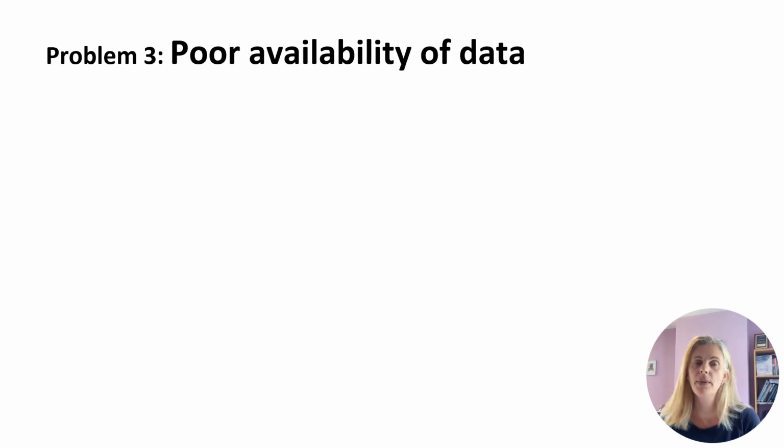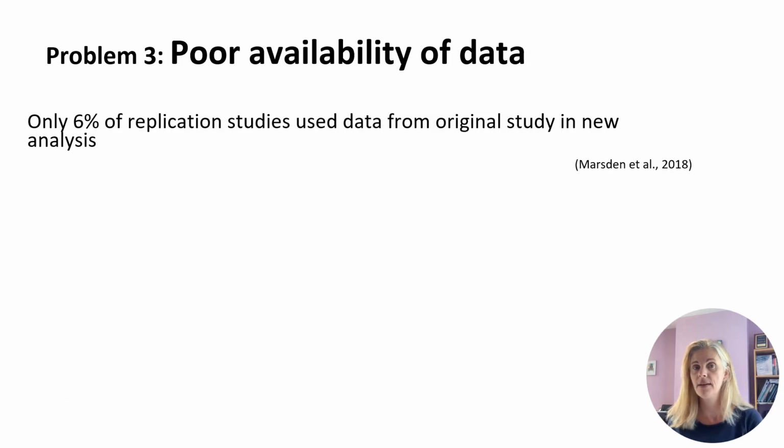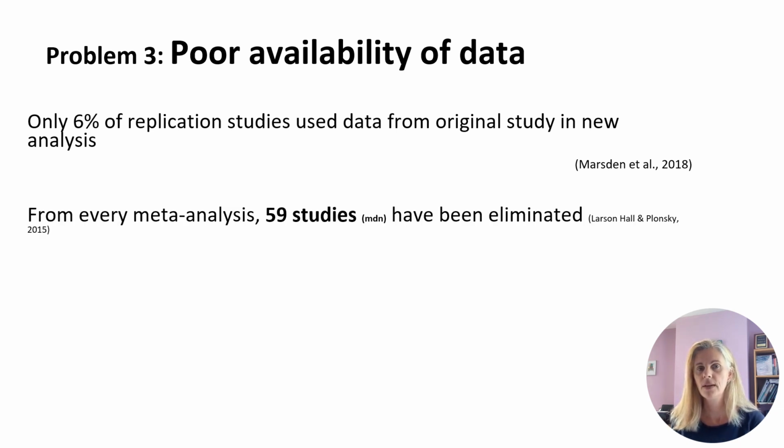The third problem is poor availability of data. We found only 6% of replication studies used data from the original study in the new study to create a cumulative data set that could be analysed. On average, each meta-analysis has to eliminate about 59 studies because the data from the original study or from the studies being included in the meta-analysis can't be found.